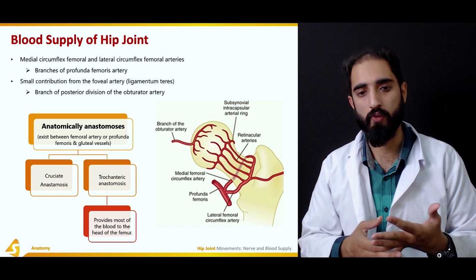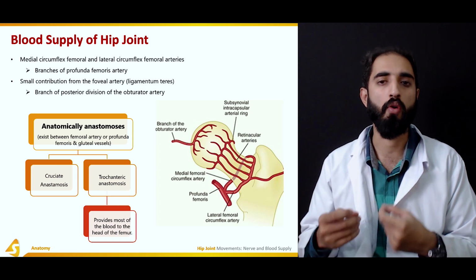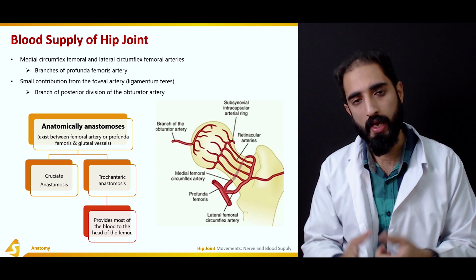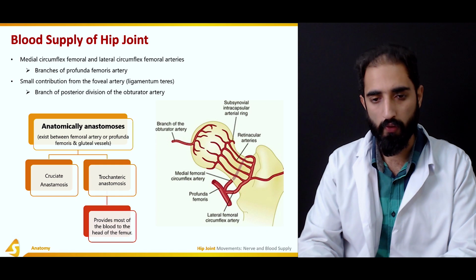So the things that we have to remember are specifically the medial and lateral circumflex arteries, which are the most important in the blood supply of the head of the femur, as well as the overall hip joint, as well as a small contribution by the foveal artery.